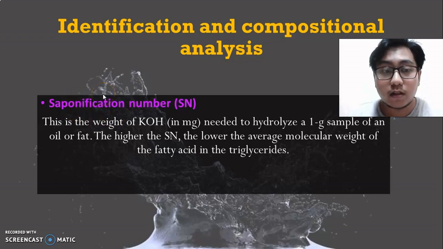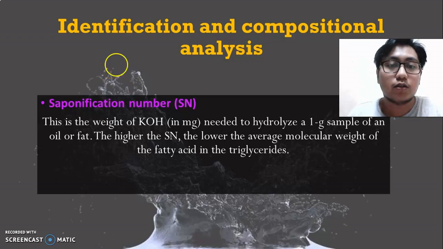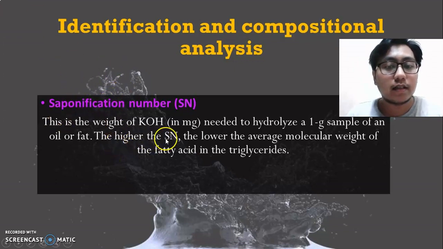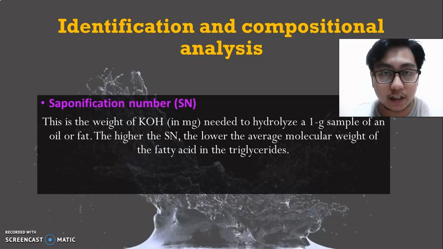For those who don't know, saponification is a process to turn fats and oils into soap. So that's where the name saponification comes from. And it says here, the higher the SN, the lower the average molecular weight of the fatty acids in the triglycerides. Saponification number is basically used to determine the characteristics of the fatty acids inside the fats and oils, whether the fatty acids are long-chained or short-chained.